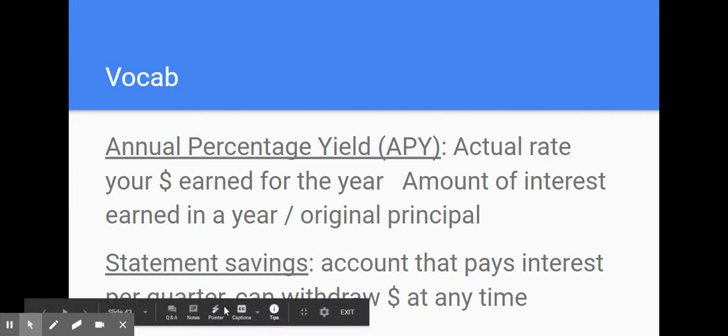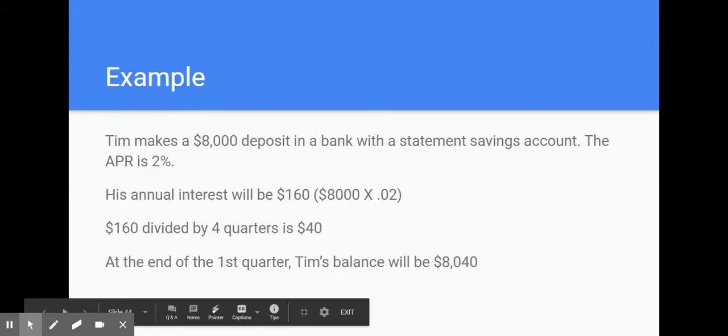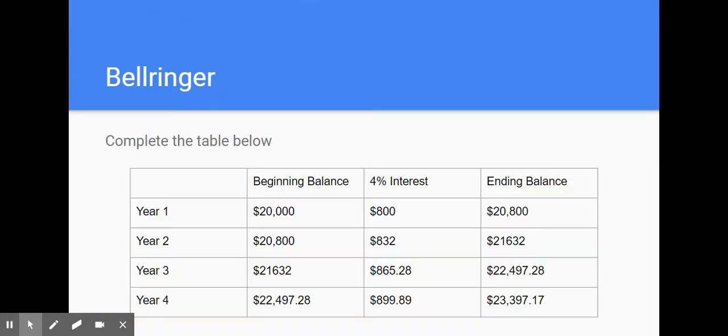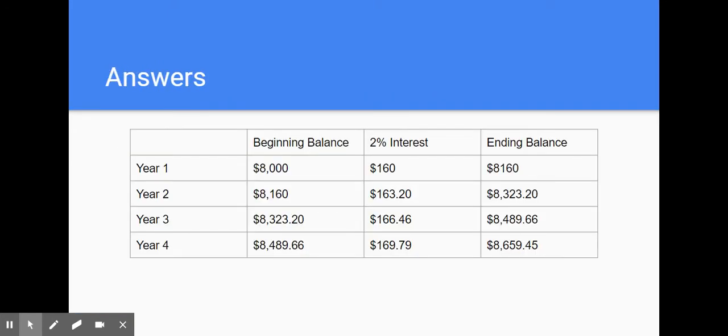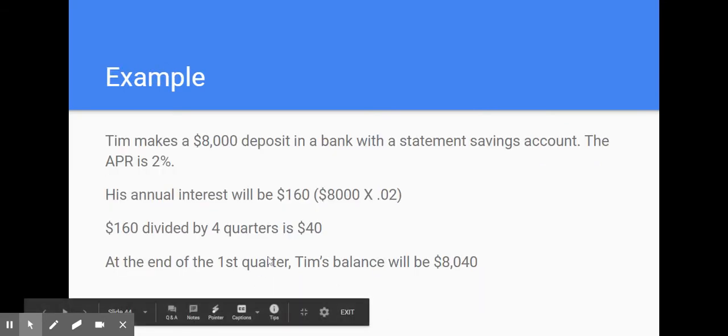A statement savings account, which is something we haven't covered yet, is an account that pays interest per quarter. Notice here, the interest is paid every year. So our last step in Learning Standard 2 is to understand how to determine interest on a quarterly basis versus an annual basis like we see in this example.